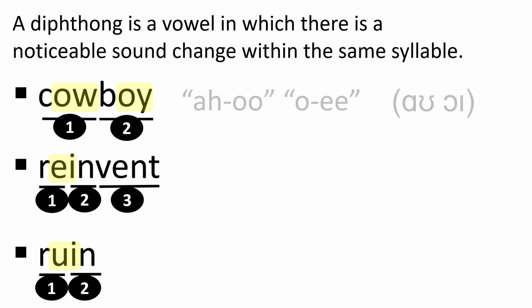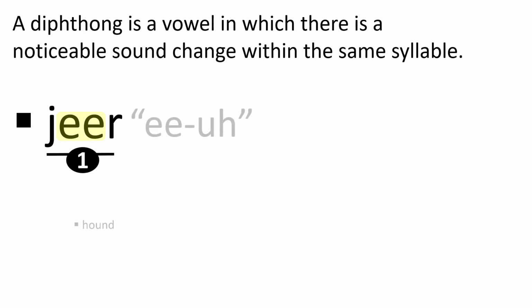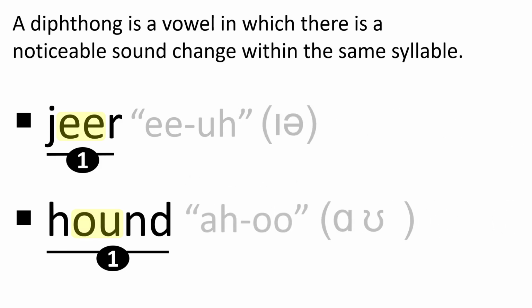Okay, I want to leave you with a summarizing slide. Remember, a diphthong is a vowel in which there is a noticeable sound change within the same syllable. Jeer, it's shown with phonetic symbols. Hound, shown with phonetic symbols. Remember this, same syllable. That is everything I want to say about diphthongs.